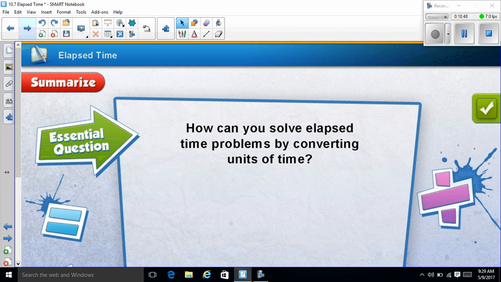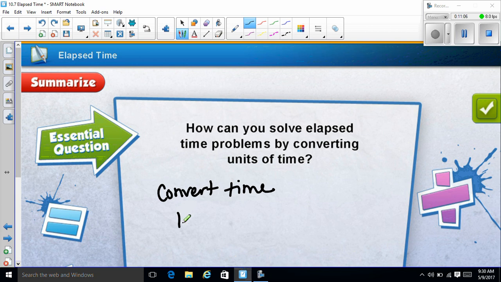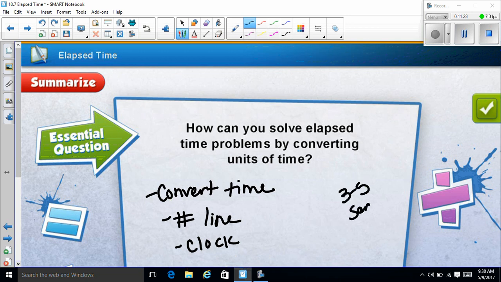Finally, in your math notebook, you're going to write down the essential question: how can you solve elapsed time problems by converting units of time? As you see in your summary, we discussed how to convert time with our measurements. We discussed how to use a number line. And we discussed how to use the analog clock. I should see these 3 points mentioned in your summary when you're explaining how to solve for elapsed time or converting. So this should be a 3 to 5 sentence summary. Once you have this done, your video is complete, and I look forward to discussing this with you in class.